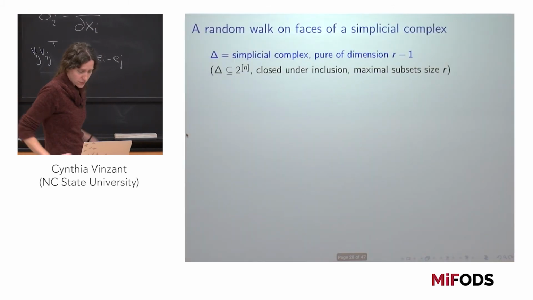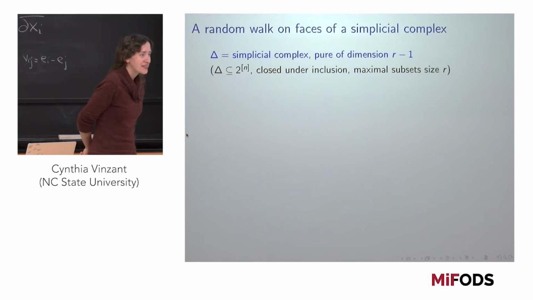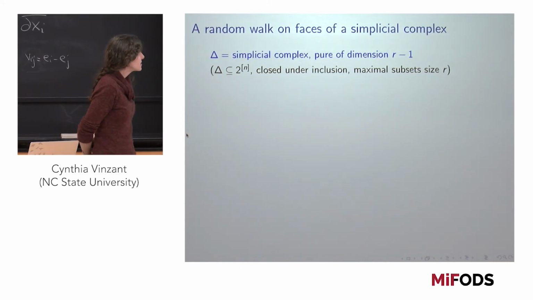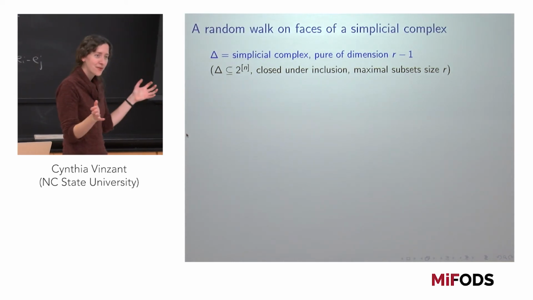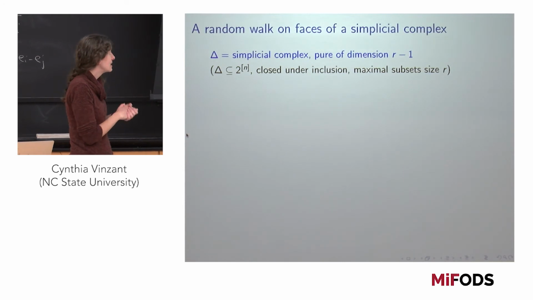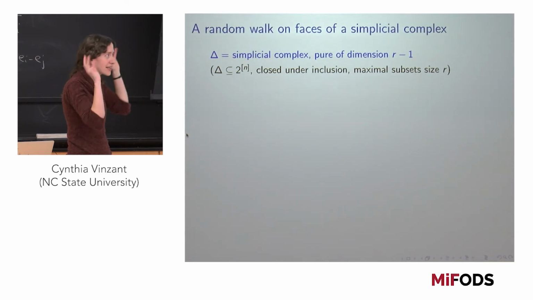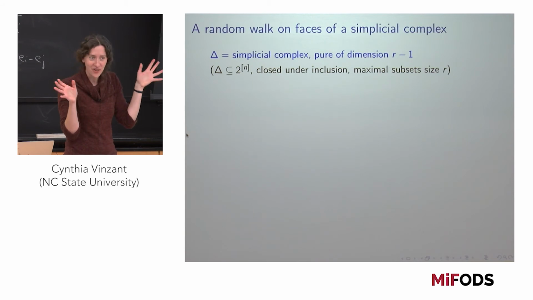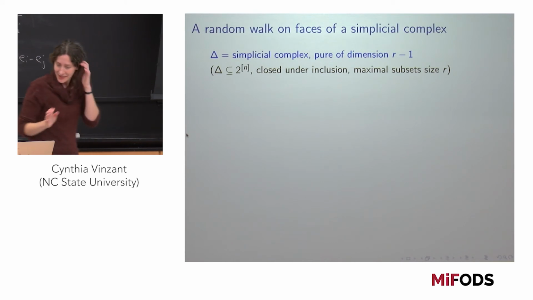I'm going to use it as follows. We're actually going to define a random walk. It's a little involved, so bear with me. If I have some simplicial complex, which you should think of as a collection of subsets of 1 through n that is closed under inclusion, and I want to assume that it's pure dimensional, meaning that all of the maximal subsets have the same size. So in particular, the independent sets of a matroid form a simplicial complex. And that's going to be the big example of the day.